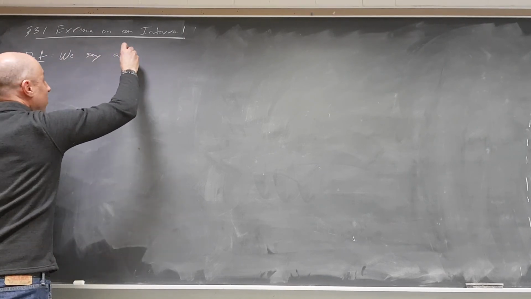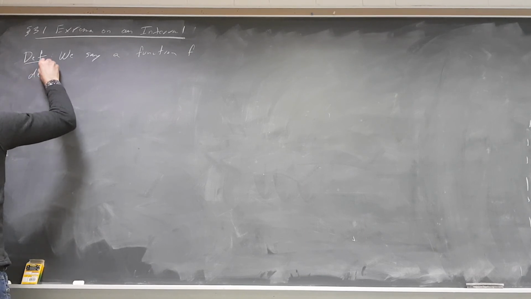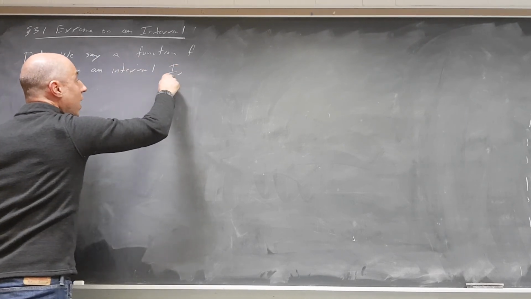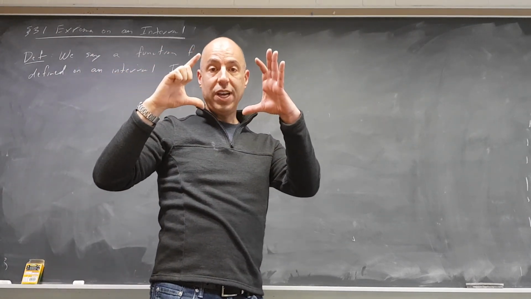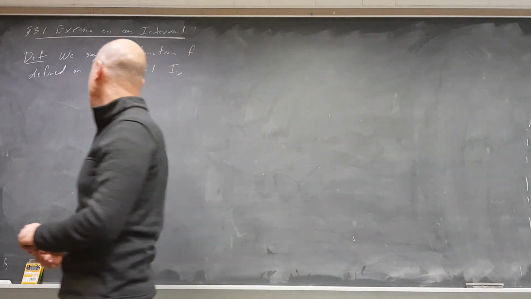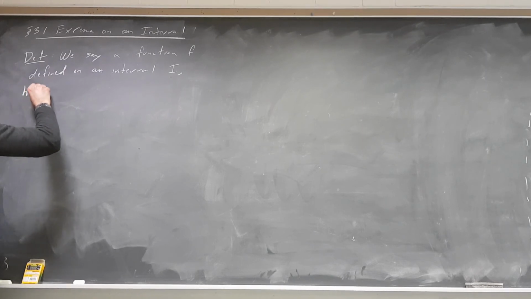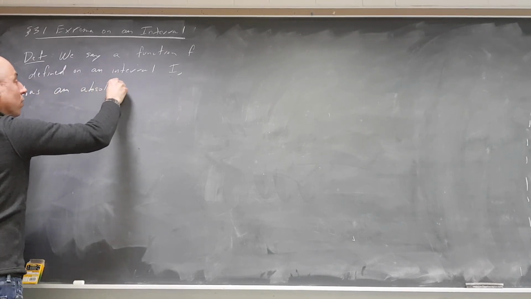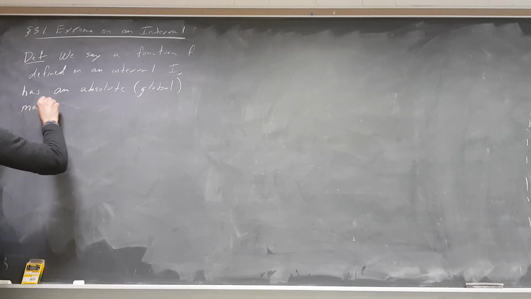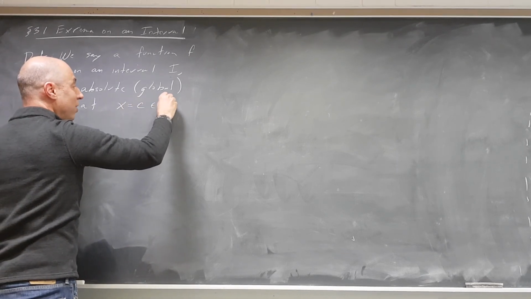We say a function f defined on an interval I, and I can be a closed interval, it can be an open interval, it can go off to infinity in one direction or the other, it can be closed on one side and open on the other, it can be any interval you want. We say that a function f defined on an interval I has an absolute or global maximum at x equals c. C will be a value in the interval I.